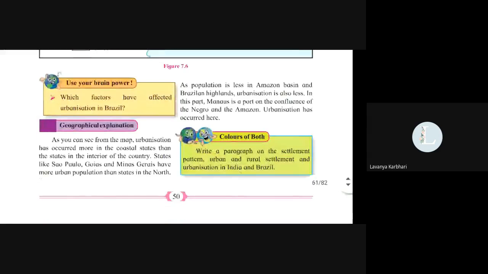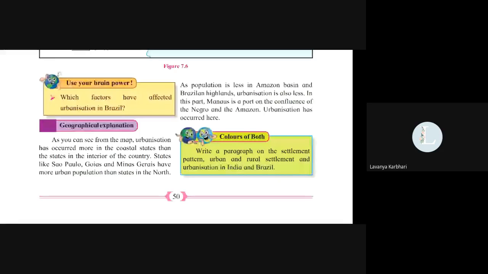So, which factors have affected urbanization in Brazil? We have already seen the answer for this. Why is the population less in Brazil? In the last lesson also, we have seen why the population is very less in the west part or the central part of Brazil. I have given this for the exercise also. So complete that, you will get the answer of this. What are the factors affecting urbanization? Geographical explanation for that is also given.